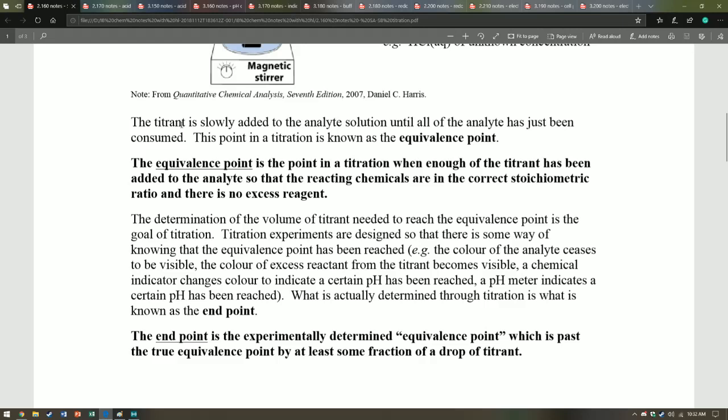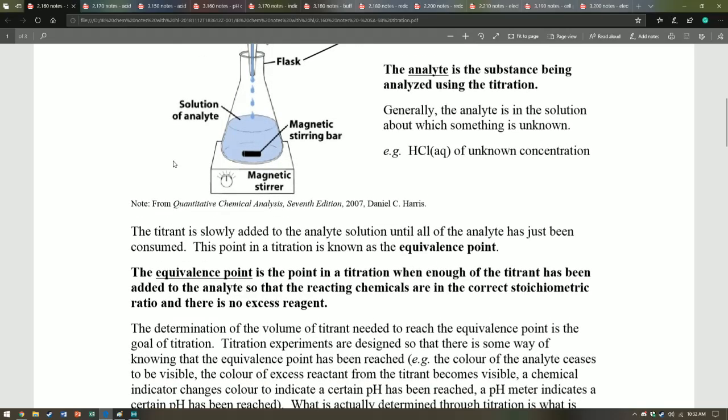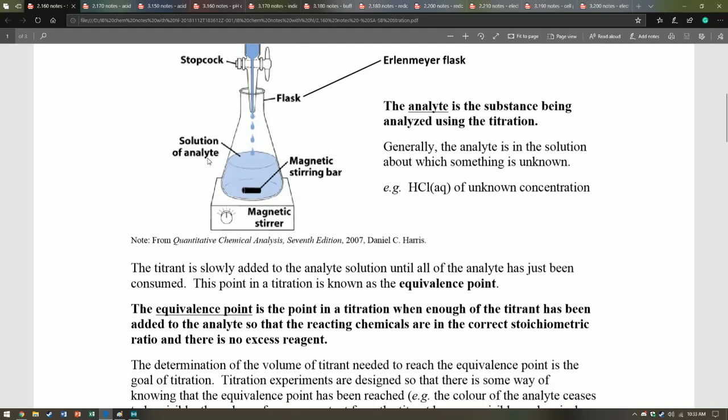Now, how do we know when it's just complete? Generally, what this amounts to is you have a color change. So, in the case of an acid base titration, you know it's neutralized when it's at pH 7, which is defined to be neutral. Now, this isn't always the case, but for the standard levels, this is the case. So, you could add an indicator that changes color at pH 7. Say it goes from yellow to blue or something, and you know it's done when the solution turns blue.